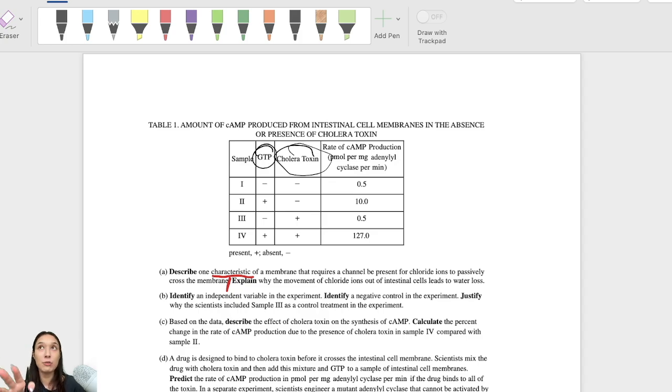So the negative control is always going to be something where you're doing nothing to it. If you're trying to look at GTP and cholera and the effect of that, your negative control would be none of that included, okay? Because you're trying to see what it just normally is before you start adding these independent variables. It'll give you a good frame of reference.